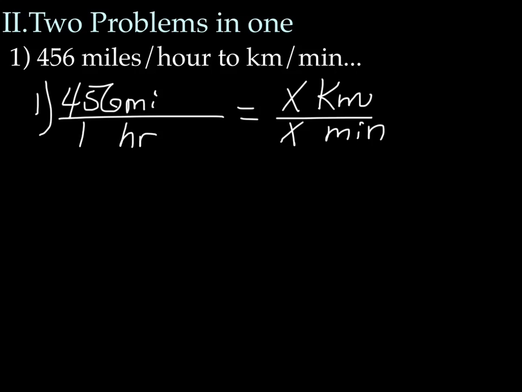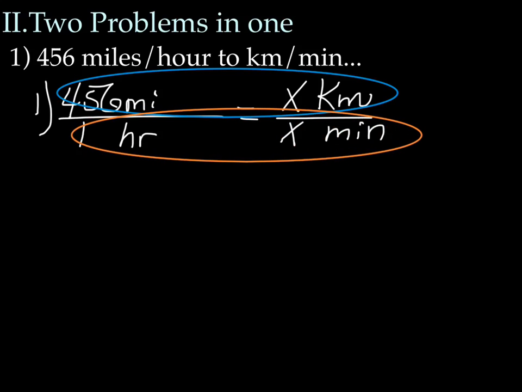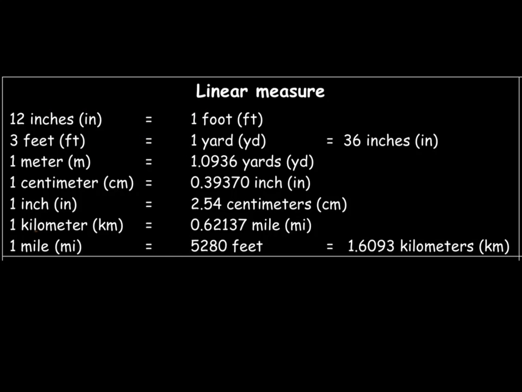Okay. Trying to do this all together would be kind of confusing. So what we're going to do is split it into two different problems. All right, so the first problem will be 456 miles equals X kilometers, and the next problem will be 1 hour equals X minutes. And when we're done, we'll put the two answers back together and have a final answer. All right, so again, the first problem we're going to do is 456 miles equals X kilometers.